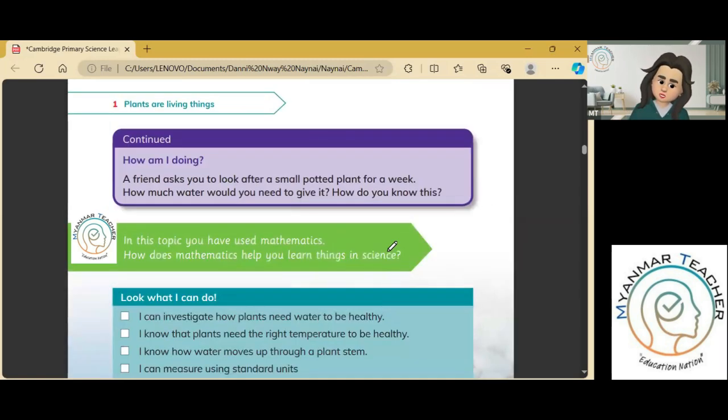Continued. How am I doing? A friend asked you to look after a small potted plant for a week. How much water would you need to give it? How do you know this? A small potted plant for a week would need 1 or 2 cups of water. Learners know this because they have been watering plants in this unit. So they know a spoonful would be too little and 4 cups would be too much.